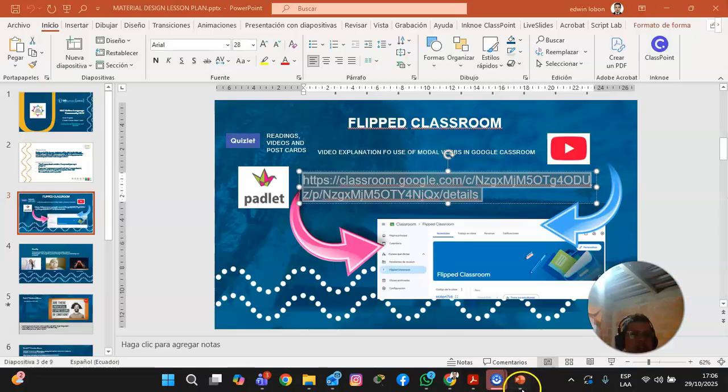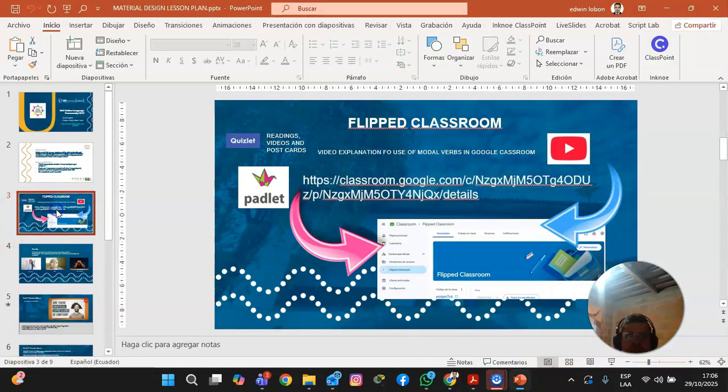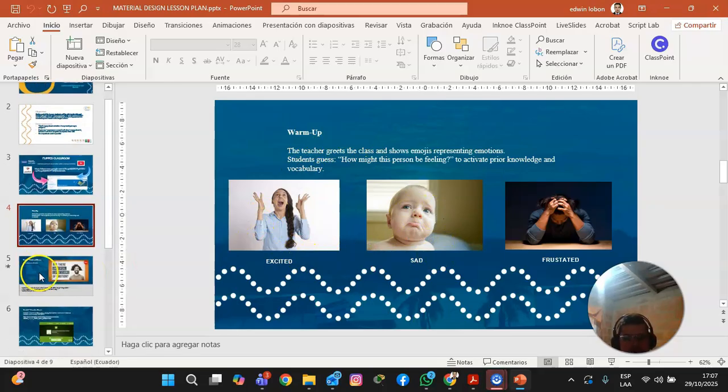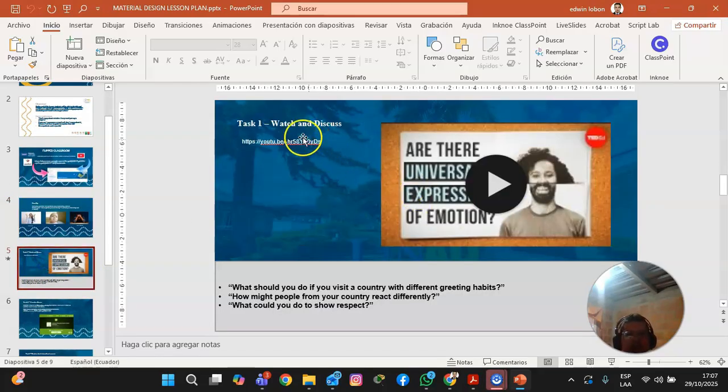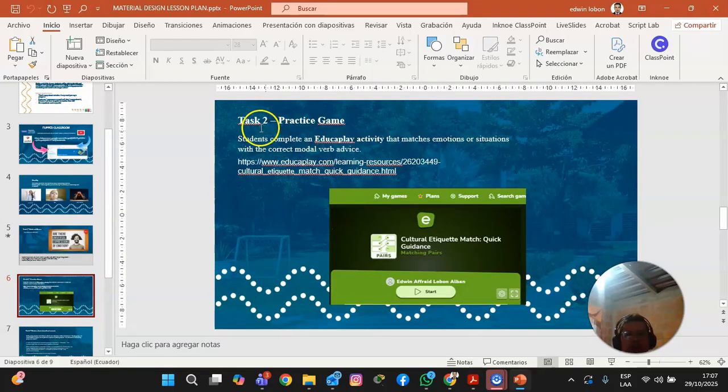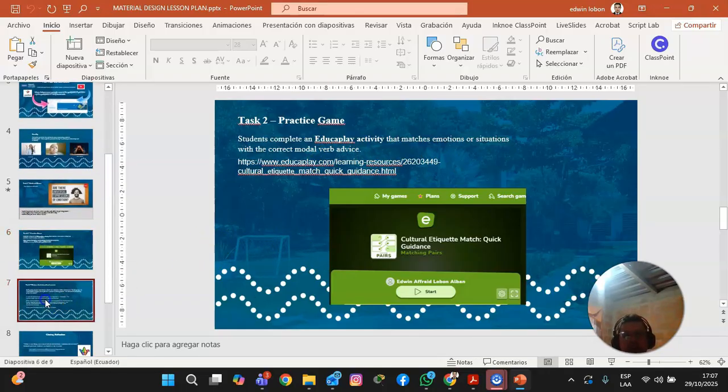Then we have the beginning, which is a warm-up. The students get the words with pictures, watch this video, and then we discuss it with some questions. Remember that this is task-based learning, which is why there are many tasks. We have the Educaplay activity, where the students practice using modal verbs in a cultural situation.